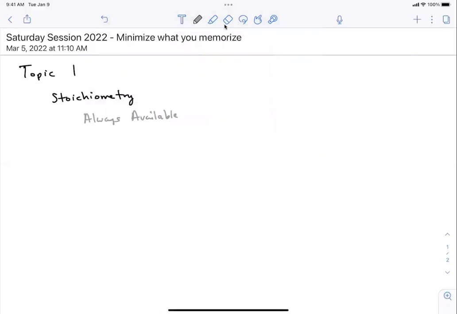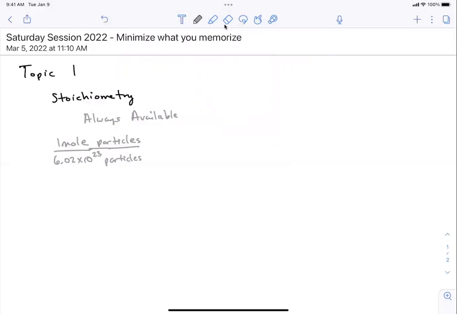So the conversions that are always available that you should think about that aren't explicitly stated in the problem are the following. 1 mole is 6.0223 times 10 to the 23 particles of that species. So if I say there's a mole of something, that means I have 6.02 times 10 to the 23 of that specifically.